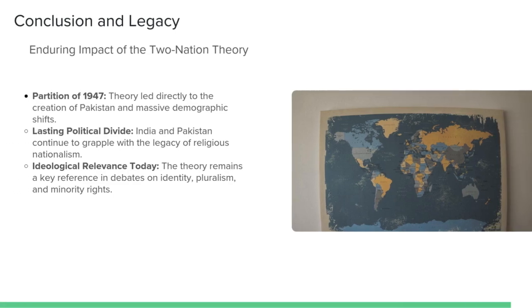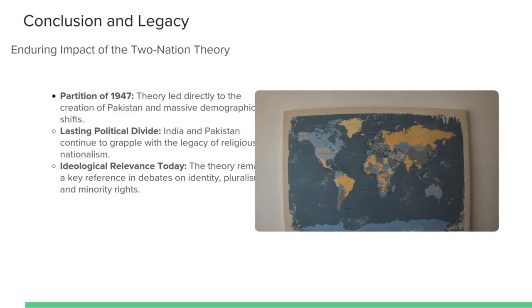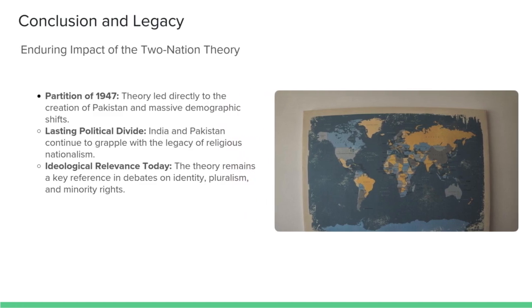In concluding, the two nation theory led to the 1947 partition, mass migration, and enduring geopolitical divides. India and Pakistan remain shaped by these identities. The theory continues to inform discussion on pluralism, minority rights, and national identity.